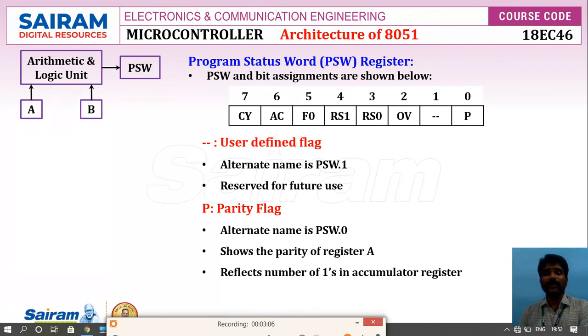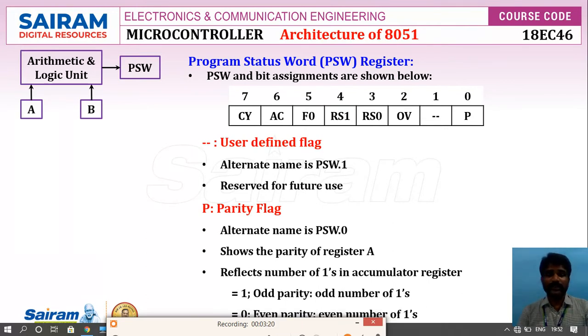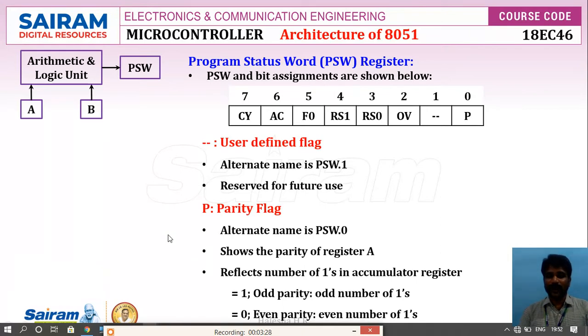If it is an odd number of ones, the parity is called odd parity. If it is an even number of ones, the parity is called even parity. So it is set to 1 if it is odd parity, that means register A contains an odd number of ones. If it is even parity, that is an even number of ones, it is set to 0. Okay, this is about the parity flag.